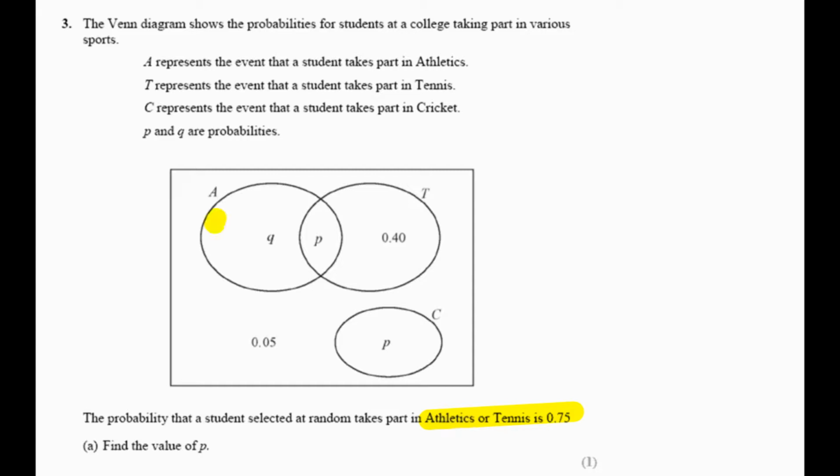Athletics or tennis is going to be anywhere inside of this circle or inside of this circle. Everything shaded represents people who take part in athletics or tennis. Well, if I know that that's 0.75, I'm going to use that with the fact that all of these probabilities should add up to 1. So I know 0.75 plus 0.05 plus P equals 1. And with some smart rearranging, even just doing it in your head, we get that P equals 0.2. So a nice little 1 marker to warm us up.